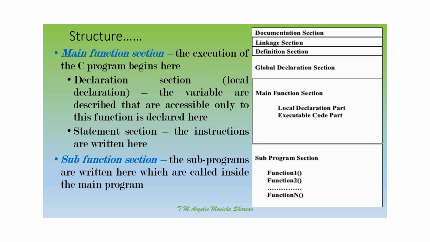Then the main function section. The execution of the C program begins here. Inside the main function section, we have the local declaration part, and this declaration part includes the variable declarations that can be accessed only by the main function. And then comes the statement section, which contains the executable code part of the program. After the main program comes the subprogram section. In this, we can include any number of functions that we want. Each function can be defined with a specific operation to be done.